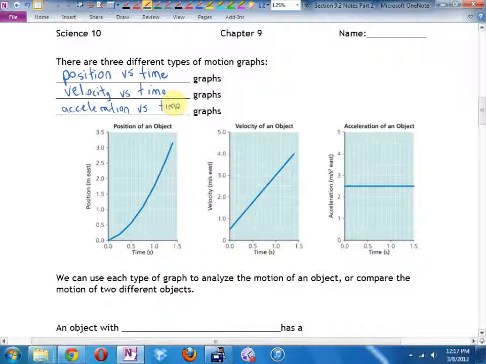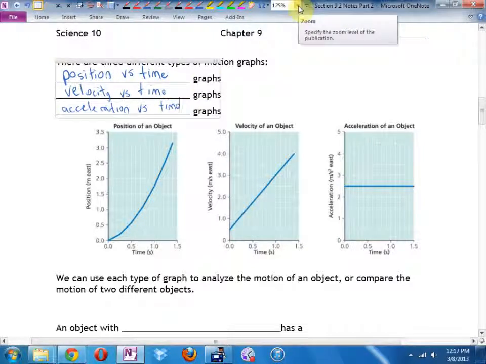So I gave you 3 examples right here. Once you've written the 3 types, put your pencils down and just look up for a second, but don't zone out. I'm going to zoom in on the acceleration graph. But I'll wait till you all get the 3 different types by looking at the 3 different types of graphs. I'm going to zoom in.